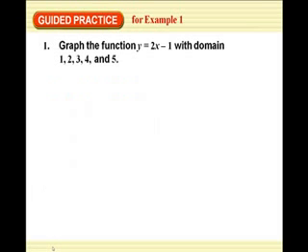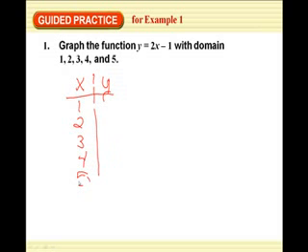Okay? So let's try one in guided practice. We're going to graph this function. We always start with our input-output table. Mine are going to go up and down, but if you want to go the other way, that's fine. I get 1, 2, 3, 4, and 5. My problem is y equals 2x minus 1. So I put in x: 2 times 1 is 2, minus 1 is 1. I'm very verbal, I like to say them out loud a lot.